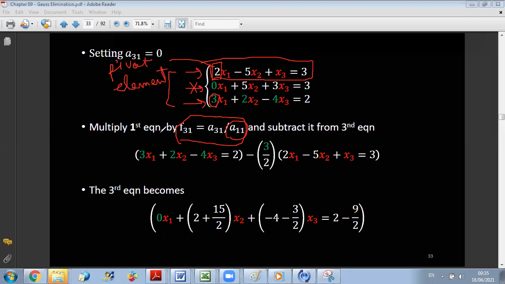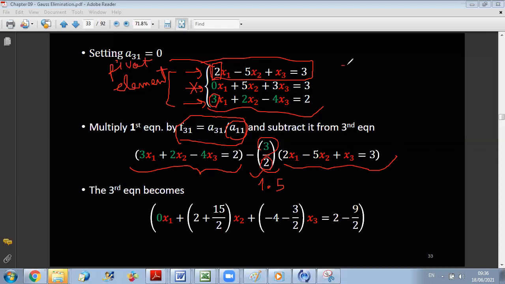So now let us do it. The third equation is 3x1 plus 2x2 minus 4x3 equals to 2. I will subtract from it f31 times the first equation. f31 هو a31 over a11 اللي هو 3 over 2. So this is 1.5 times equation 1. Now if I perform the operation, okay, I will get the following.